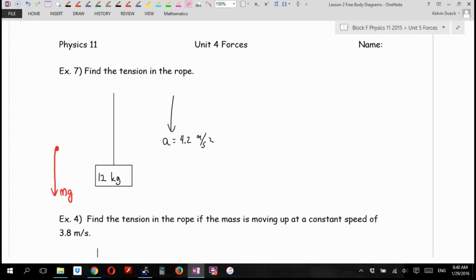Which way is it accelerating? So is the force pointing up bigger, smaller, or the same size as gravity? Who's winning? Down. Because it's accelerating down, gravity has to be the winning force. You okay with that? So I'm going to draw the upward force significantly shorter. Let's try that again. There we go.